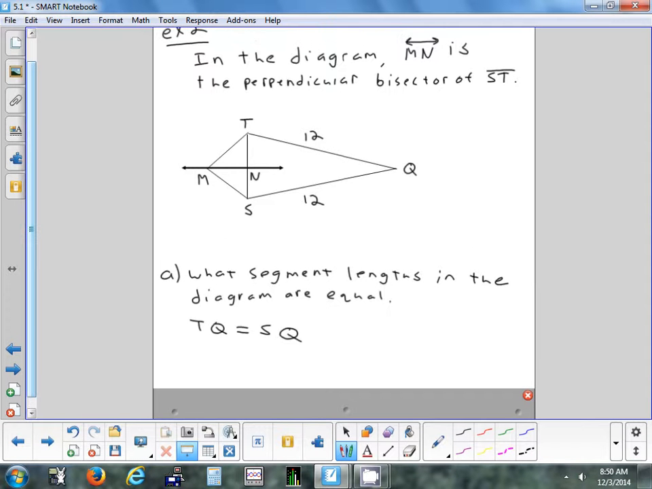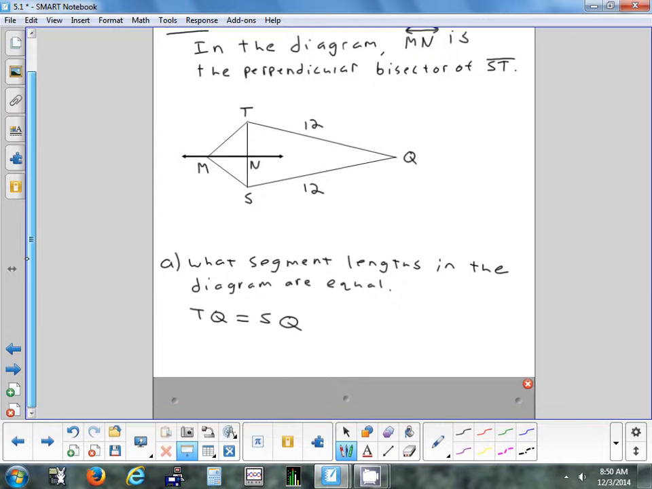Make sure you use the fact that MN is a perpendicular bisector, so that tells you some stuff. MS is equal to MT. Yep, MS and MT. Because they tell you MN is the perpendicular bisector, you've got the congruent triangles right there. And I think we actually can get a little bit more info out of the congruent triangles. There might be one more pair. Yep, TN and SN.